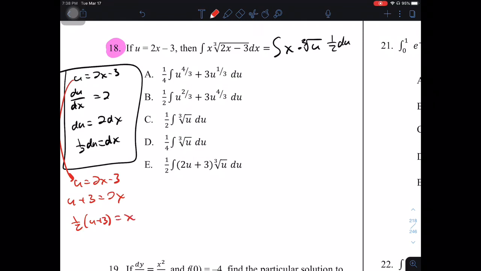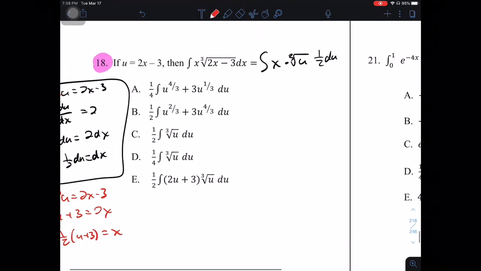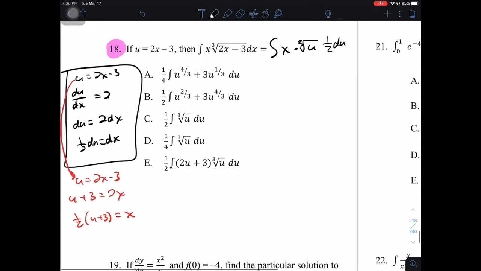Now you might be wondering, why did I not distribute the 1/2? Because I noticed in my answers they have brought out a coefficient here. So I'm not going to distribute any of my coefficients. So that means that I can take this x value and I can replace it, this one right here, with 1/2 the sum of u plus 3.